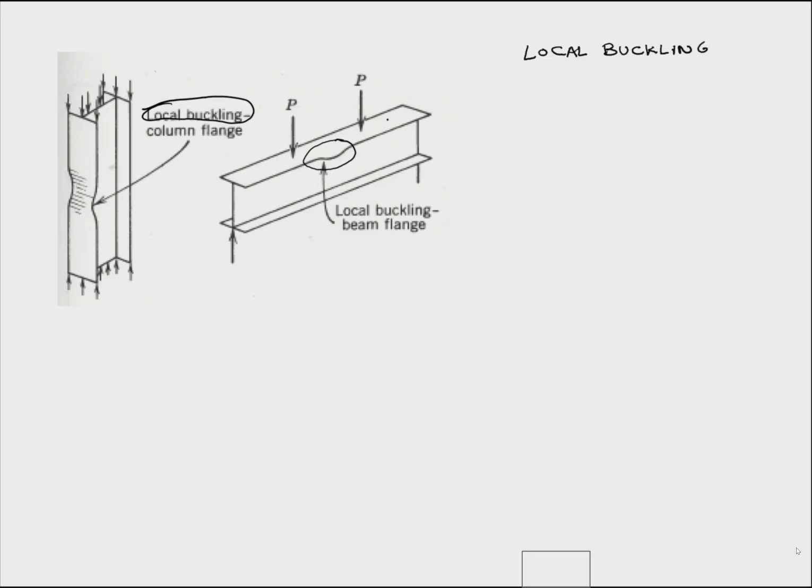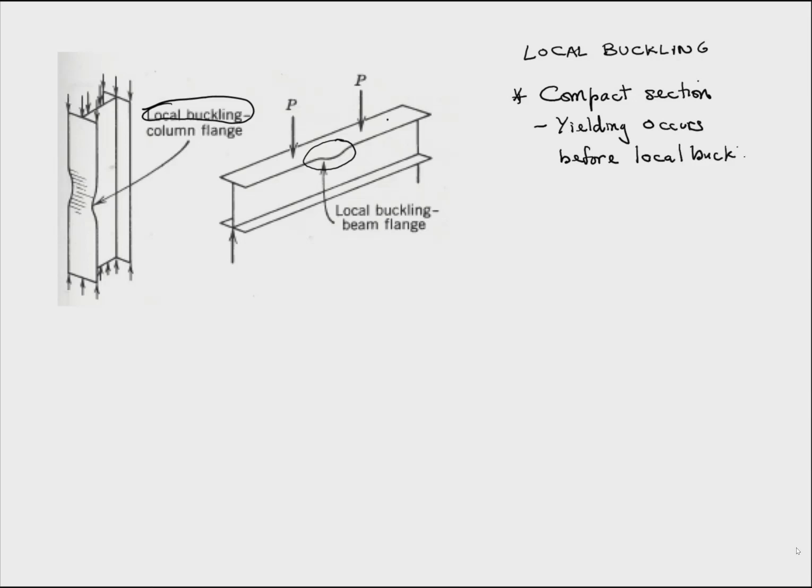When a beam cross-section is such that it fully yields before local buckling can happen, such a cross-section is called a compact section. Yielding occurs before local buckling. Otherwise, this section is called non-compact.